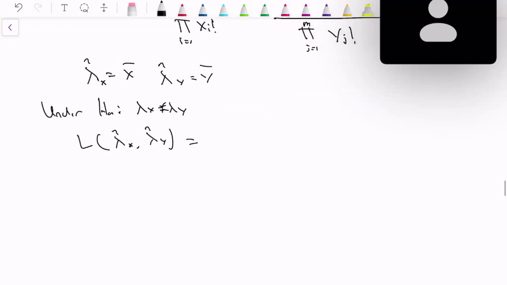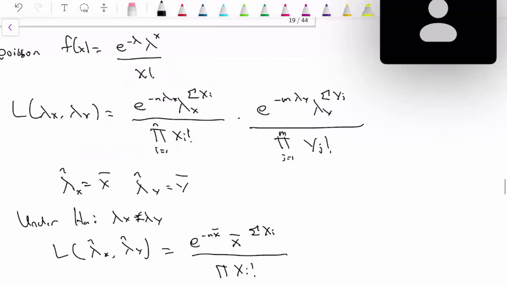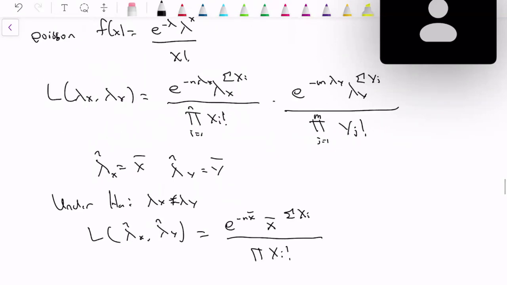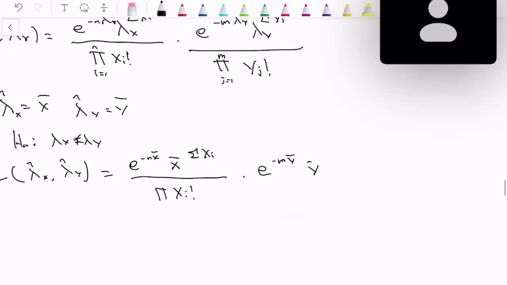This is e to the negative n x bar, x bar to the sum of xi, all over the product of xi factorial. Again, for lambda x we're just substituting the MLE here. Then this is e to the negative m y bar, y bar to the power of the sum of yj, over the product of yj factorial. Let's make that clear. Okay, so there's the likelihood under the alternative hypothesis.